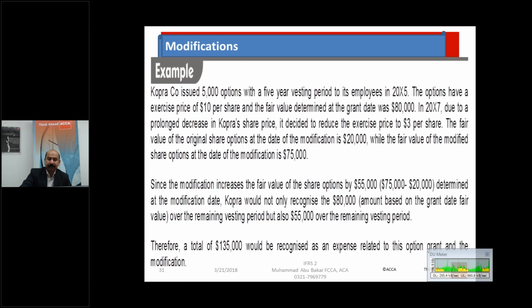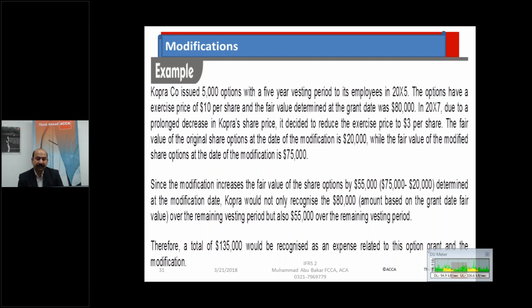This is a small example whereby you can see that Copra company issued 5,000 options with a 5-year vesting period to its employees in 20x5. The options have an exercise price of $10 per share and the fair value determined at the grant date was 80,000. In 20x7, due to a prolonged decrease in Copra's share price, it decided to reduce the exercise price to $3 per share. The fair value of the original share options at the date of the modification is $20,000, while the fair value of the modified share options at the date of the modification is $75,000.